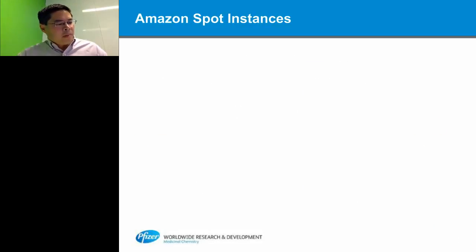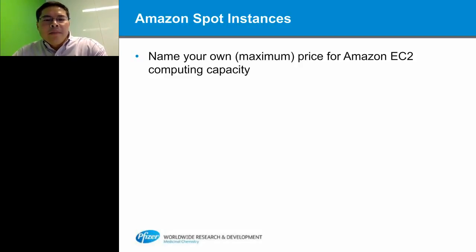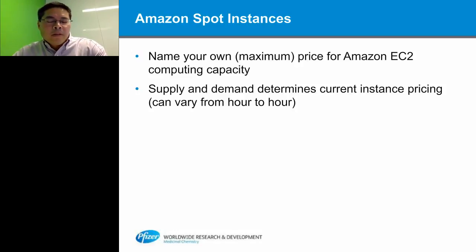We wanted to push the model even further, saying, well, what if we wanted to use spot instances? For those of you who are not familiar with spot instances, it's like eBay. You can name your own maximum price that you want to pay for compute time on Amazon. But like Uber, there will be times of supply and demand where surge pricing will kick in, and that can vary from hour to hour.